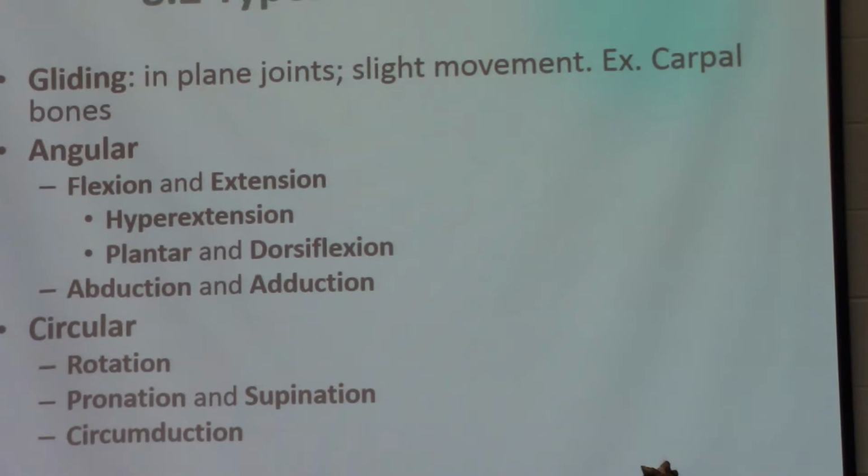Then angular movements could be several different types of movements. Those are at some sort of an angle. Flexion and extension, or abduction and adduction are those angular movements. We'll see them in the next images. Then there are circular movements too. Like I gave the example of the shoulder joint. You can rotate it quite a bit, or you can go through a complete circle with those joints, which is called circumduction.